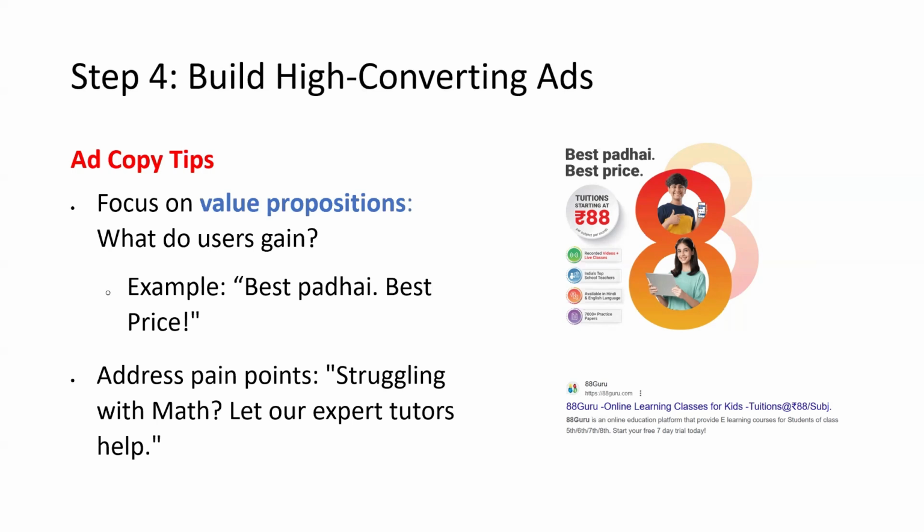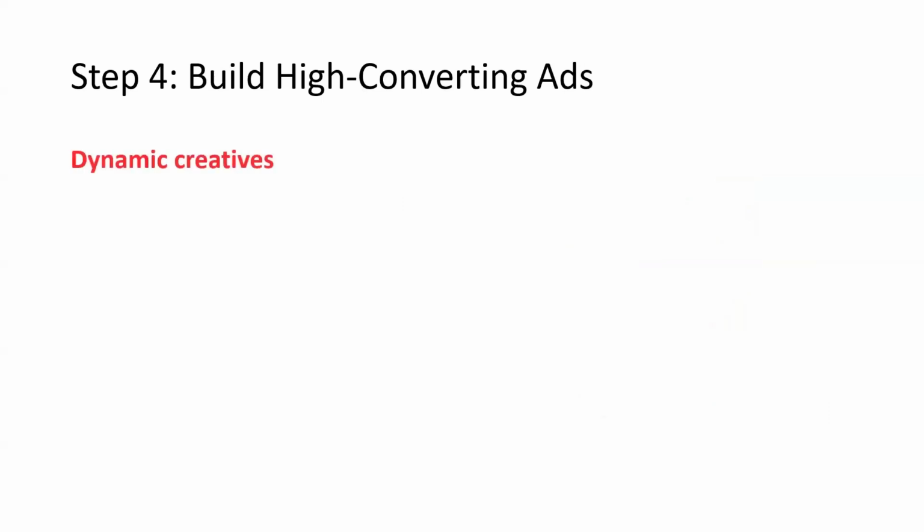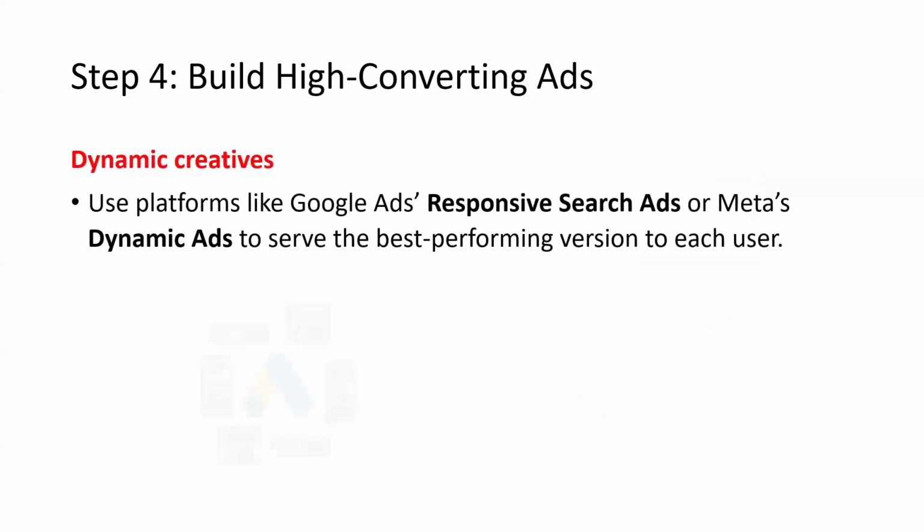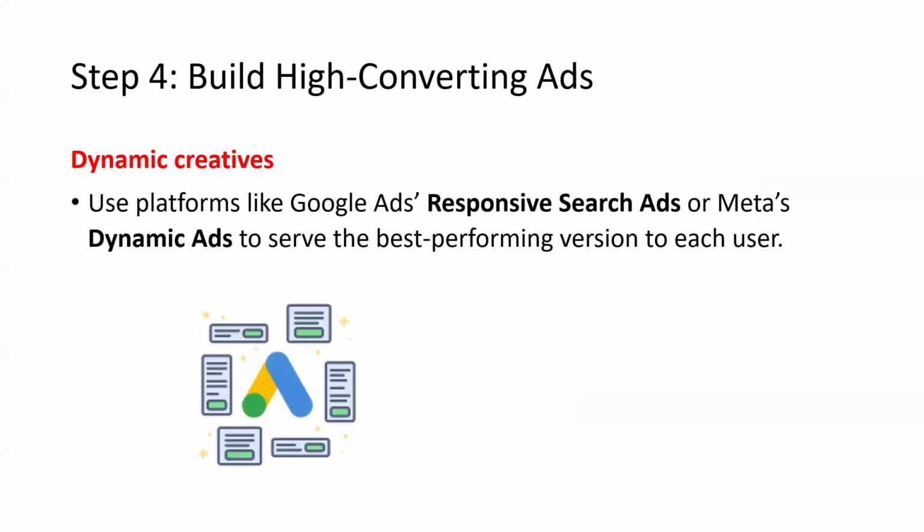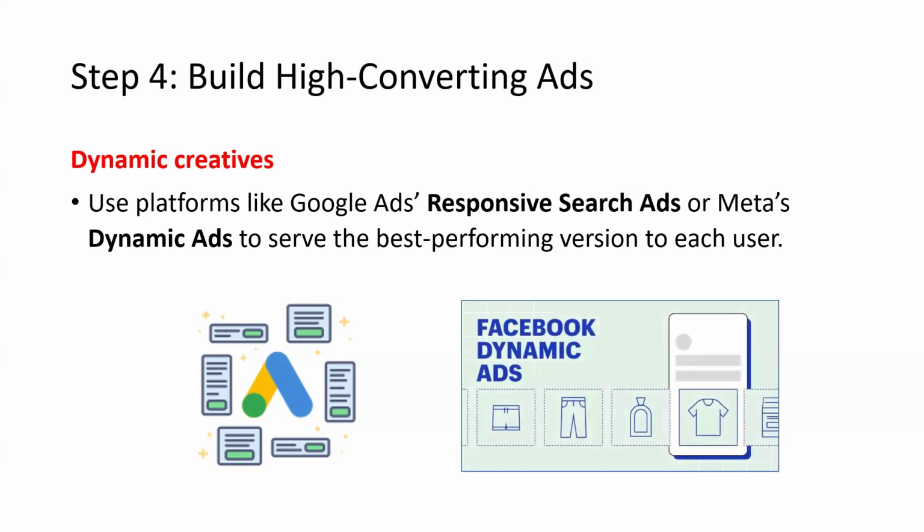So they are addressing the pain points, like struggling. If your kid is struggling with maths, then our expert tutors could help you or your kid to attain a good position or get good marks. So we can use different creative platforms and creatives, like on Google, we can use responsive search ads, or Meta has dynamic ads to serve the best performing version to each user. And these ads on Google and on Meta are very useful for the conversion campaigns.